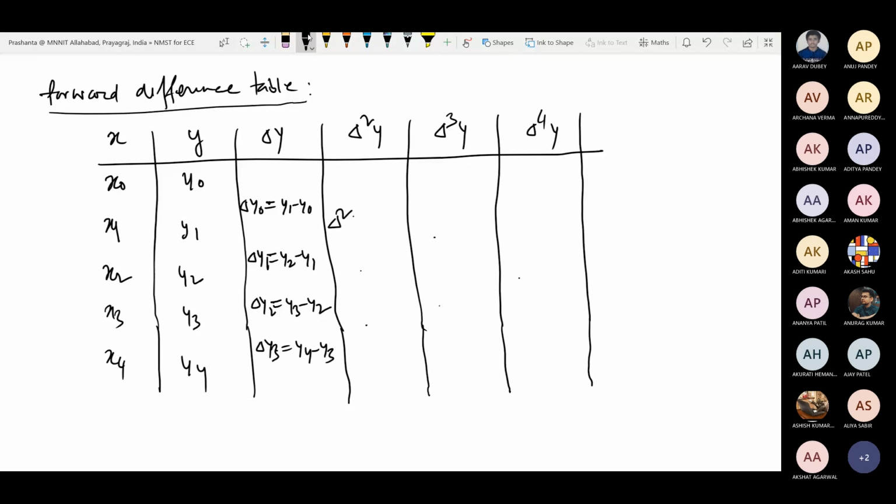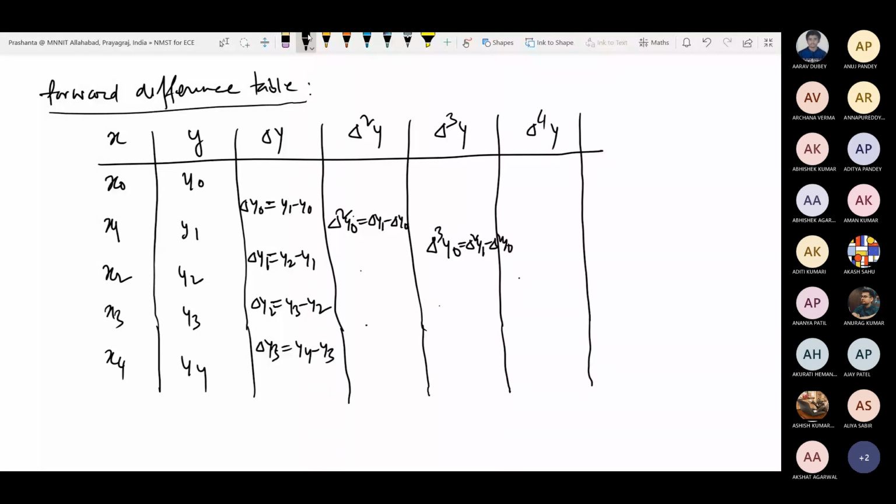It will be del square Y0. Value will be delta Y1 minus delta Y0. Similarly, you can complete the table. Okay. Here, this element will be del cube Y0, which will be del square Y1 minus del square Y0. And so on, you will have to complete.